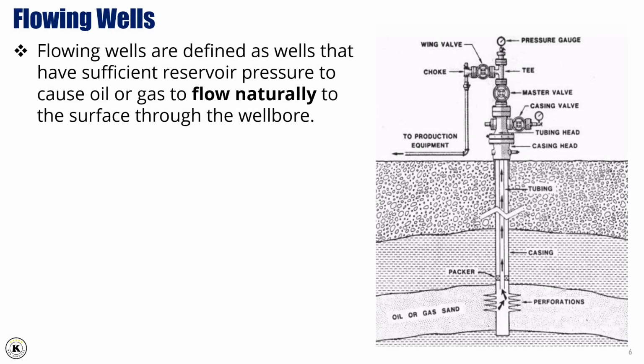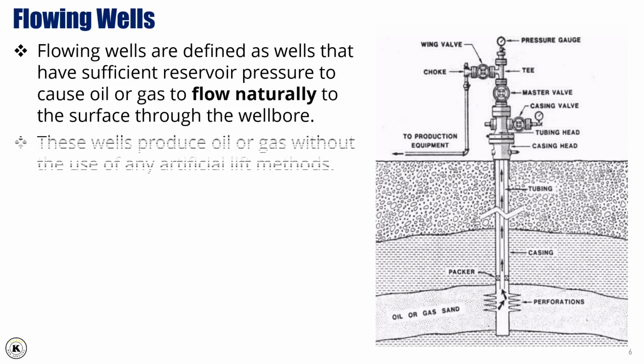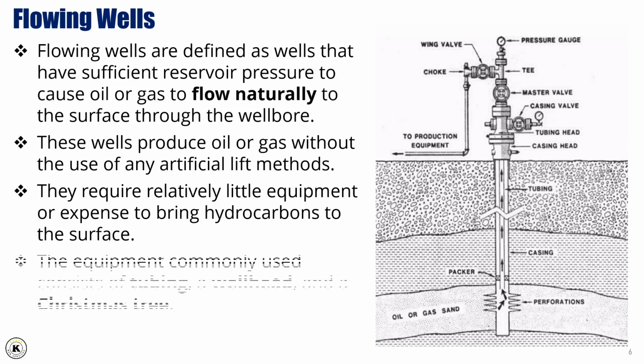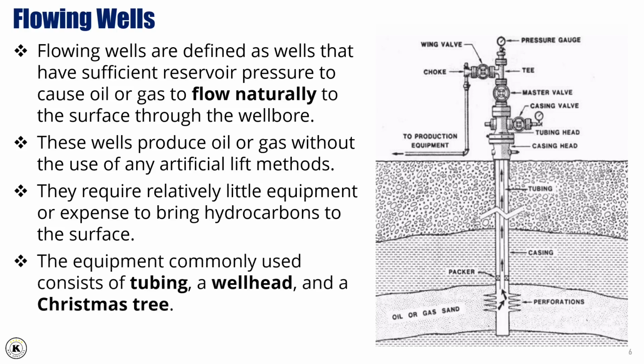Flowing wells are defined as wells that have sufficient reservoir pressure to cause oil or gas to flow naturally to the surface through the wellbore. These wells produce oil or gas without the use of any artificial lift methods. They require relatively little equipment or expense to bring hydrocarbons to the surface. The equipment commonly used consists of tubing, a wellhead, and a Christmas tree.